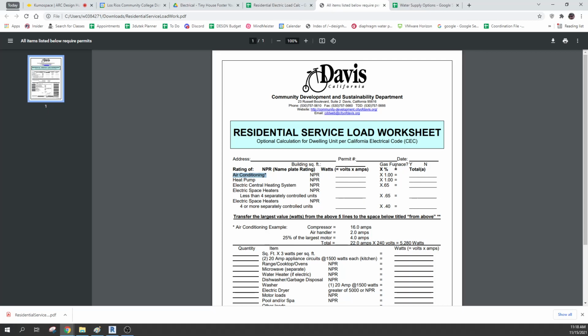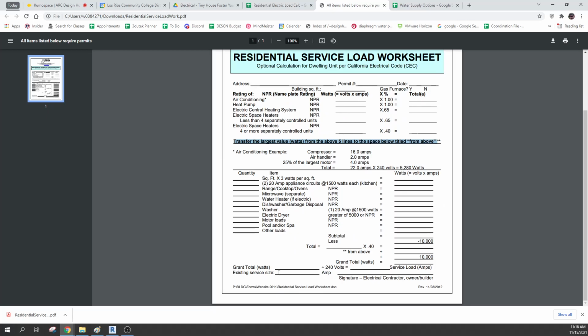And then, I'm going to say that we'll be all electric just to make our lives easier. And so then you can figure out your total watts. Okay? And look, transfer the largest value, whichever one takes the most, you're going to put down here. That's going to be part of your total.